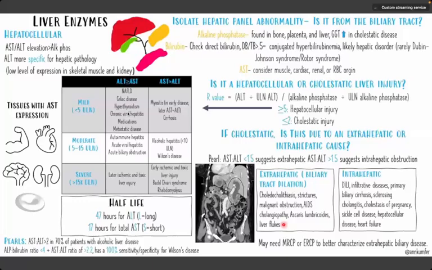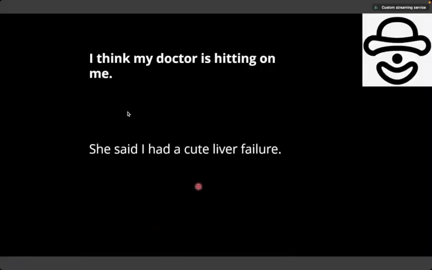All righty. I think my doctor is hitting on me. She said I had acute liver failure.